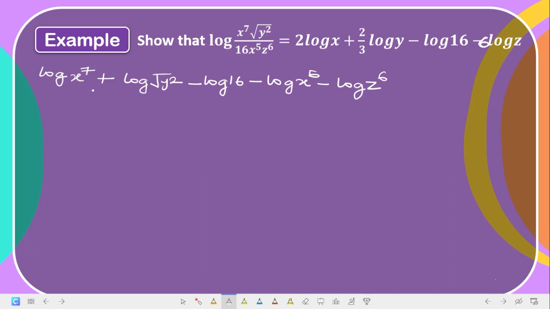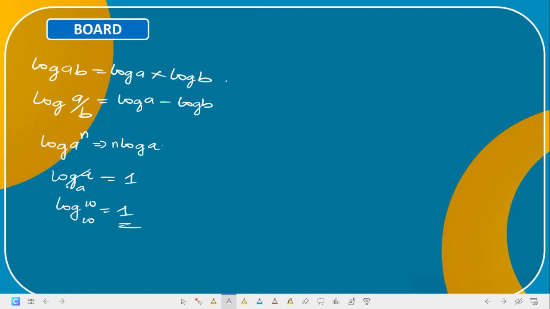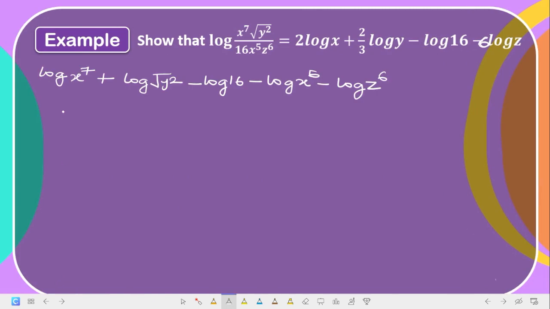So we want to show that this whole thing here is equal to what we have here. That is what the question asks us to do. Now, what are we going to do? According to the laws of logarithm, we said if we have log a to the power of n, that is, there's a power, what happens? The power will come back, right? Then multiply by what we have there. Same thing is applicable here. If you have log x to the power of 7, 7 will come back. So this becomes 7 log x. Is that clear enough?